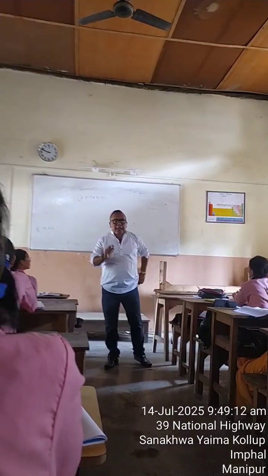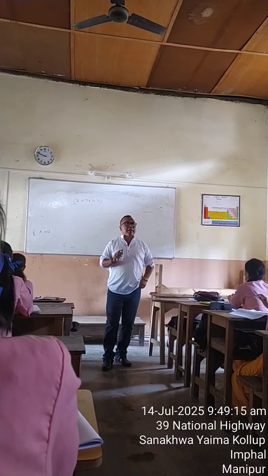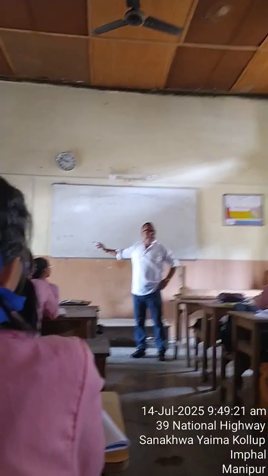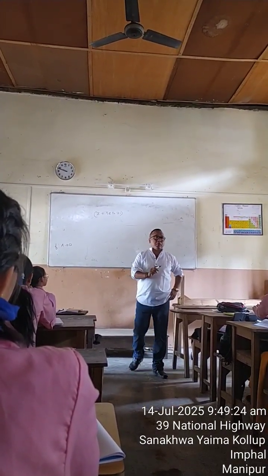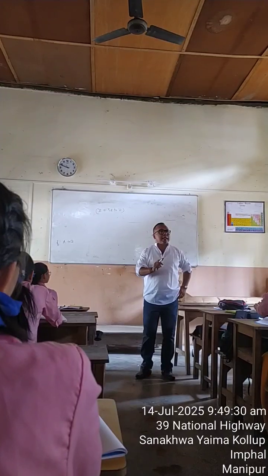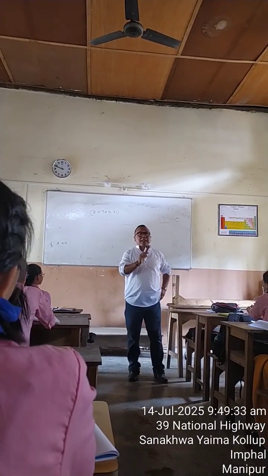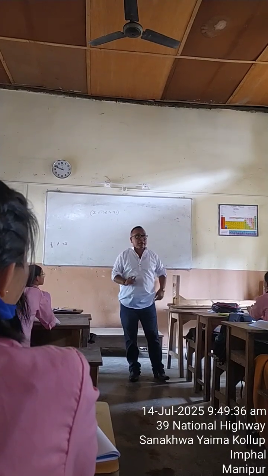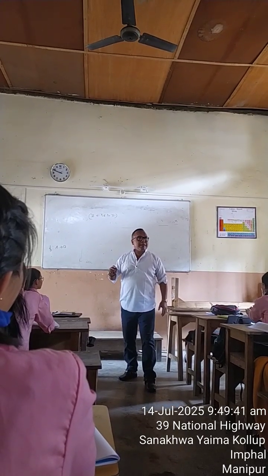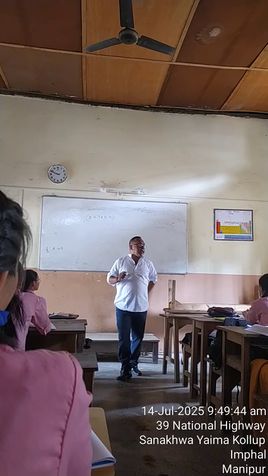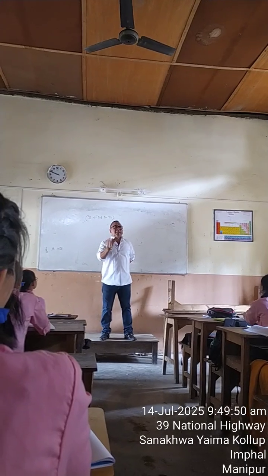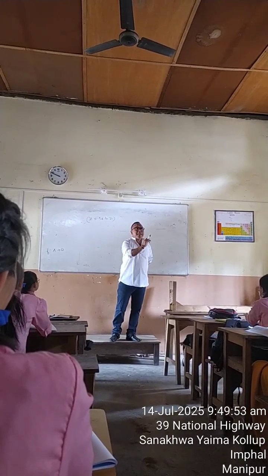A function is a special type of relation. We have the set A, which we call the domain, and the set B, which we call the codomain, and this is called the function F. A function is a special type of relation where, for each and every element of the set A, the domain, there exists a unique image in the set B.